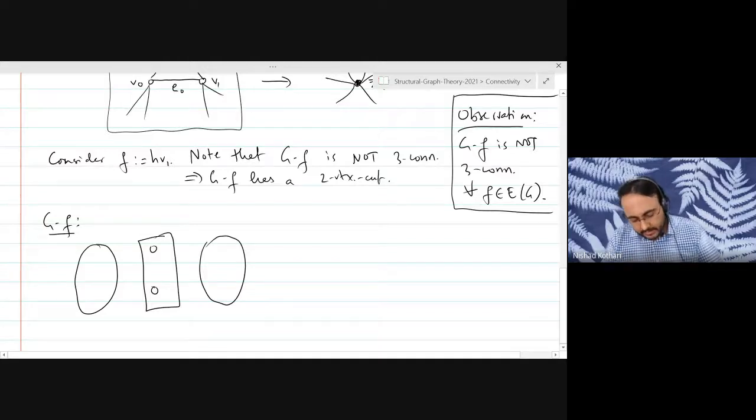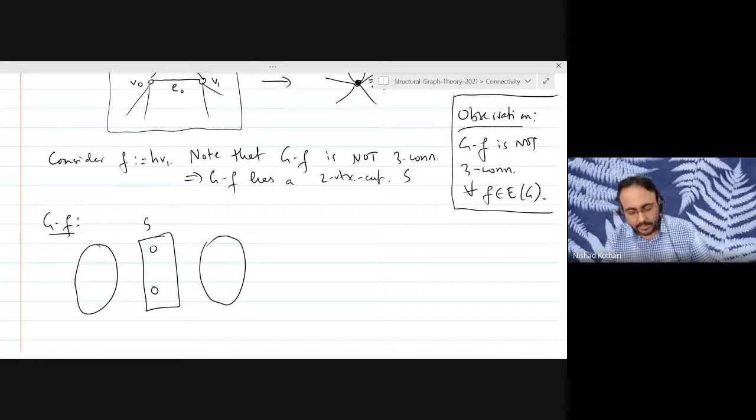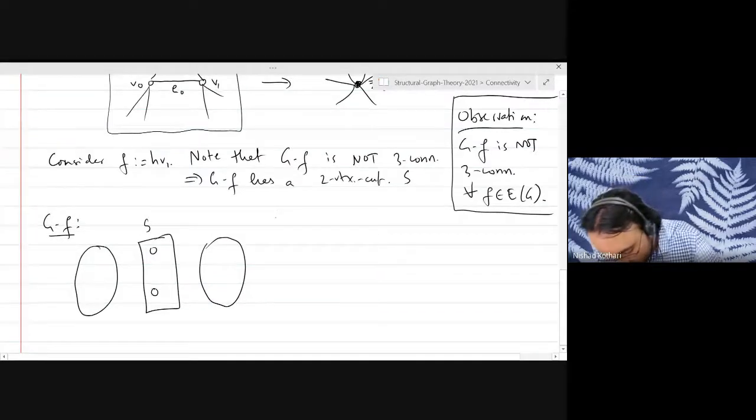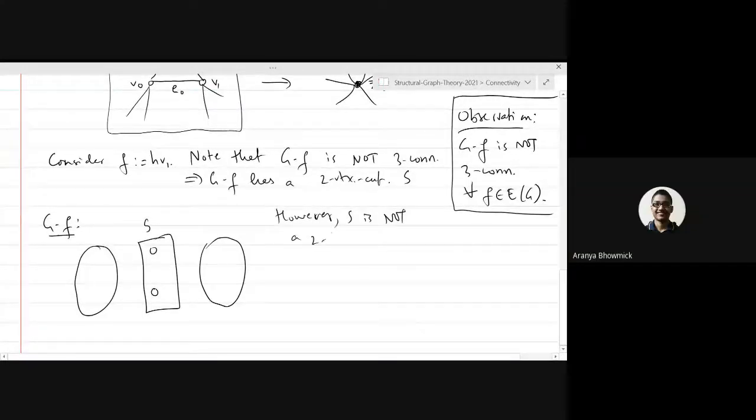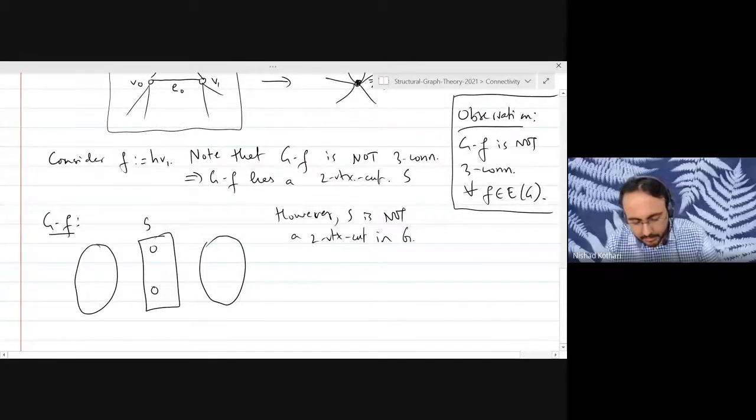Now this vertex cut S cannot be a two vertex cut in the graph G. What does that mean? Can anybody tell me what this means? S is not a two vertex cut in the original graph. If it was, it would not be three connected. Right, but what does it imply? I want to say something about the edge F.